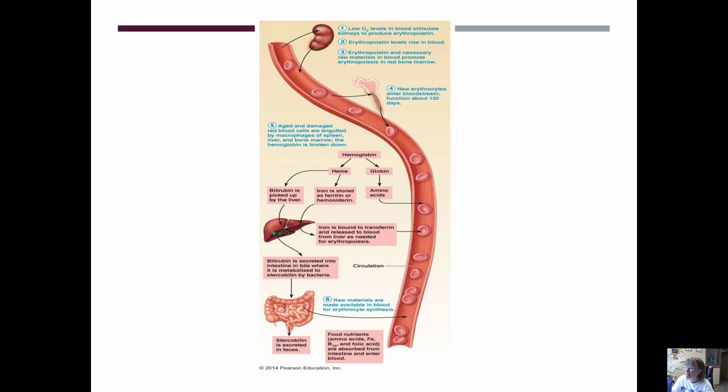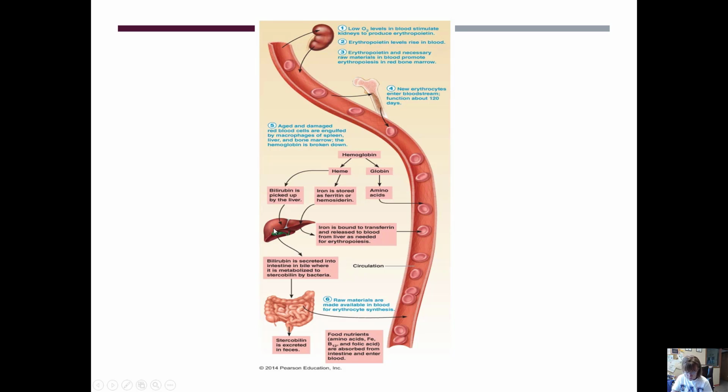Let's follow this pathway. I didn't finish this one. So iron is bound to transferrin and released to the blood from the liver as needed for erythropoiesis, and it'll go back to the bone marrow, and then we can make new red blood cells again.